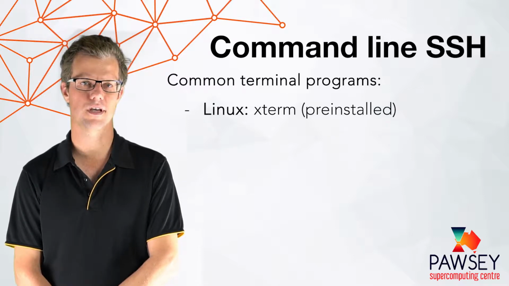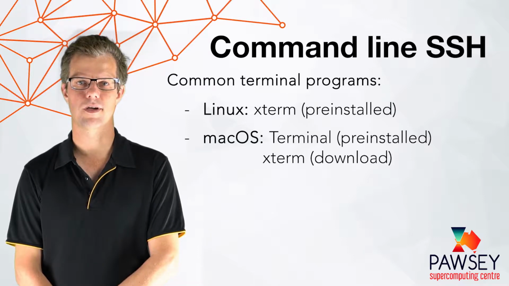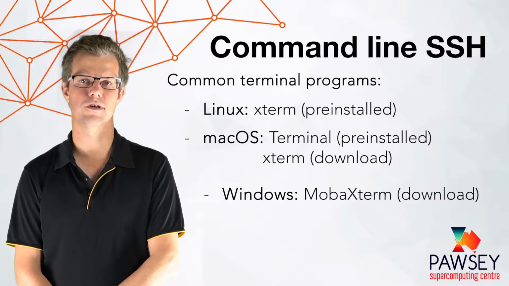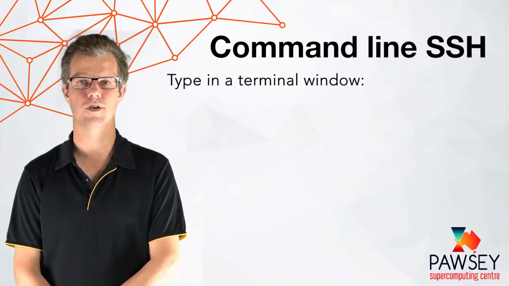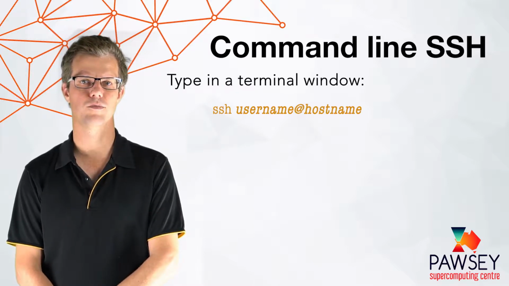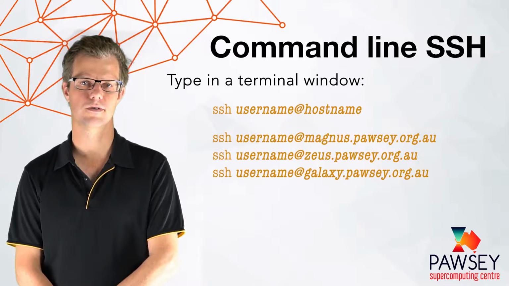In Linux, Xterm should be available. Similarly, on macOS, you can use the terminal application to access command line. On Windows systems, we recommend that you install the MobaXterm SSH client. In order to connect to Pawsey systems, open the terminal and type ssh, your username, @ and the host name of the particular system. Here are some examples.